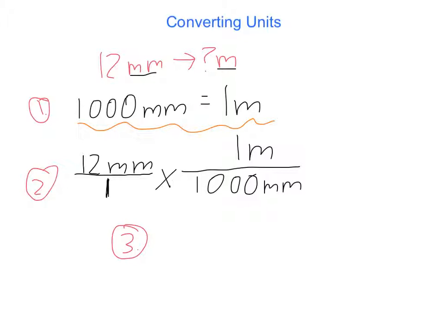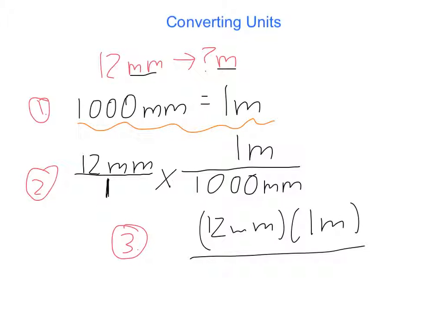Alright, so now we have it all set up. Last thing we have to do is just multiply. So when we do that, we're going to be basically multiplying the numerators together, and we will be multiplying the denominators together. And as a result, we will end up with 12 millimeters times 1 meter all over 1 times 1,000 millimeters.